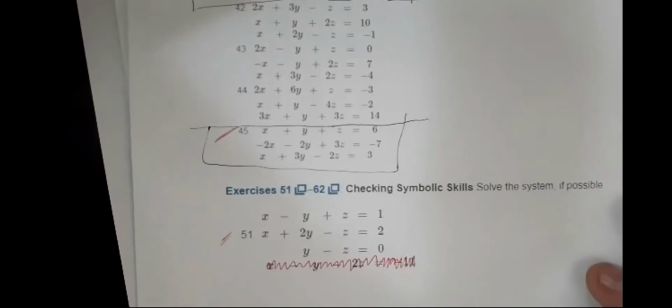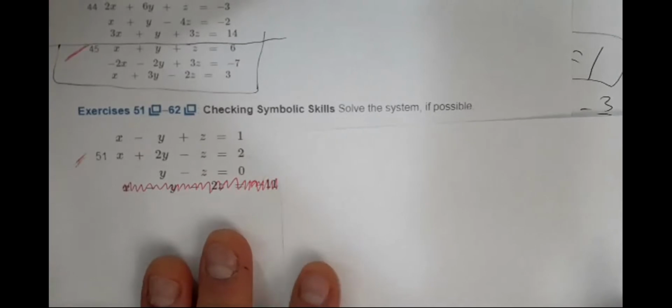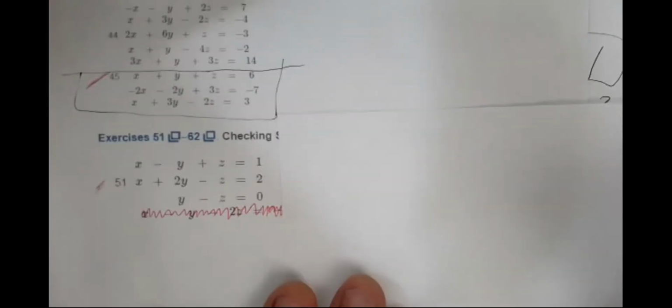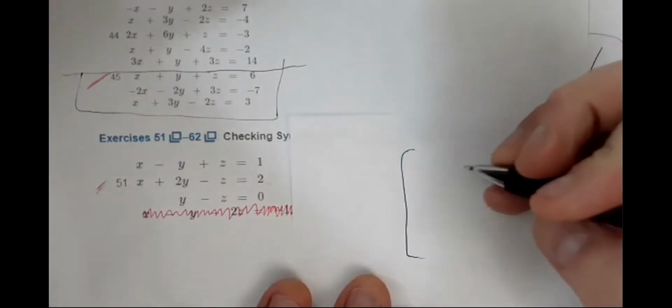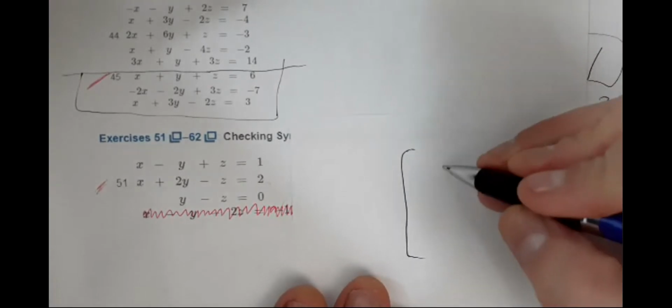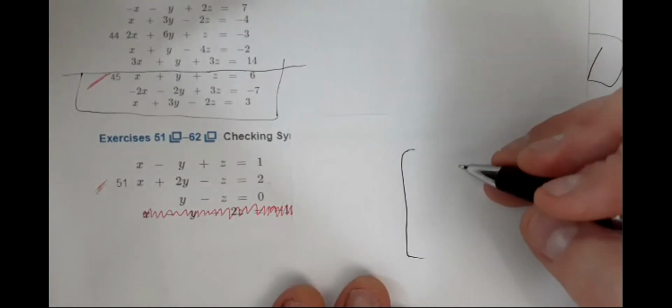Where are we at? 51. Okay, so 51. I feel like this one might be easier than the previous two, but I might be lying. It is. Yeah, it's not big numbers or fractions, I don't think.